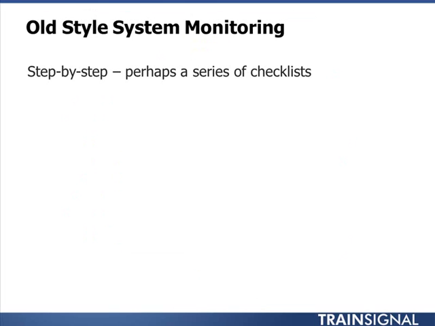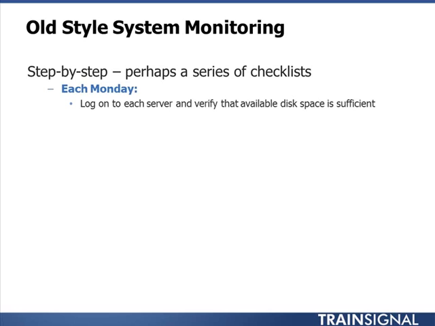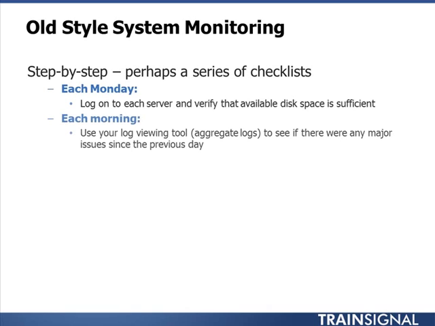Let's look at an old style monitoring system. This might be something that administrators used to do back in the day. They may have had a step-by-step series of lists that they went through on a periodic basis. Maybe every Monday, they would log on to each server and verify that the available disk space is sufficient. Make sure it's not running below some predefined or gut threshold. Every morning, use a log viewing tool to aggregate the logs and see if there were any major issues since the previous day that may affect operations.